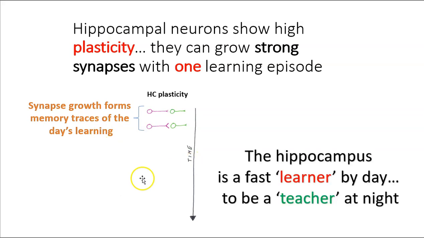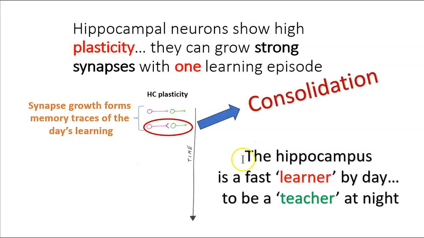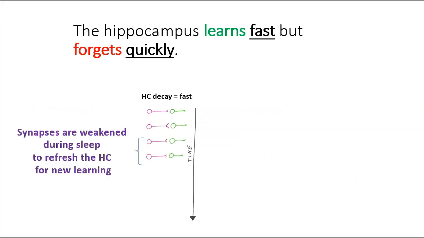Now, the hippocampus, we could describe it as a fast learner by day, and this puts it in a good position to be a teacher at night. And that's what we said was the process of consolidation. So we're going to use these strong hippocampal memory traces that were formed quickly with one trial learning, and we're going to use them to power the process of memory consolidation. We're going to strengthen the cortical memory traces using these strong, quickly formed hippocampal memory traces.